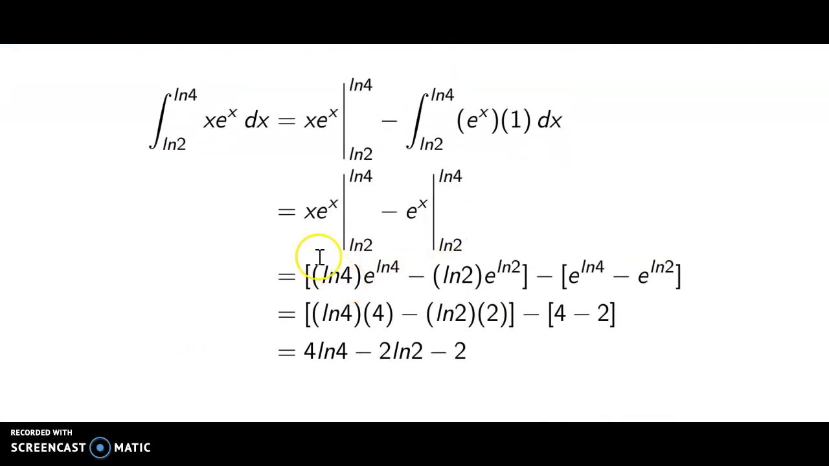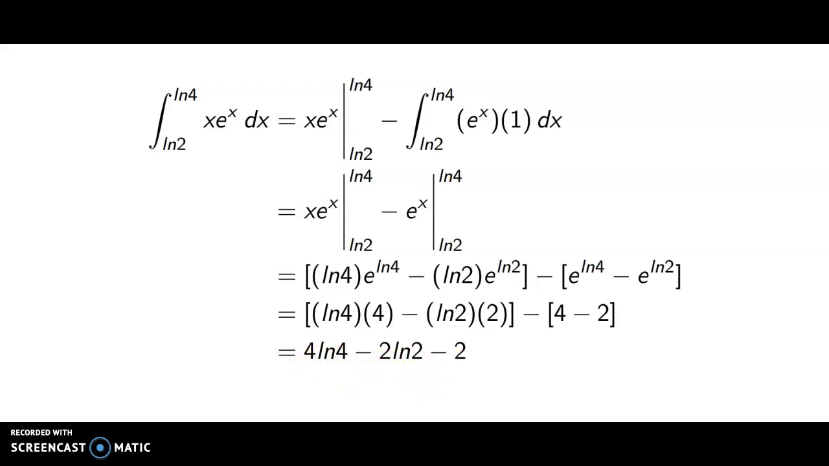So we can get log 4 times e to the log 4 minus log 2 times e to the log 2, and then minus e to the log 4 minus e to the log 2. So we can get log 4 times 4 minus log 2 times 2, and we will get the 4, and this will get the 2, so it's 4 minus 2. So we can get 4 log 4 minus 2 log 2 minus 2.